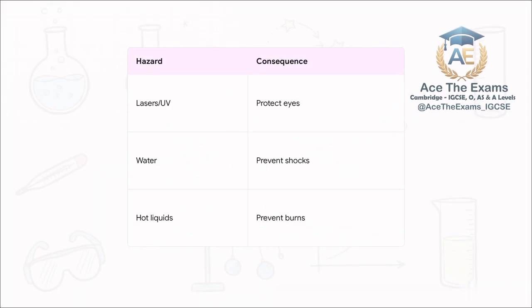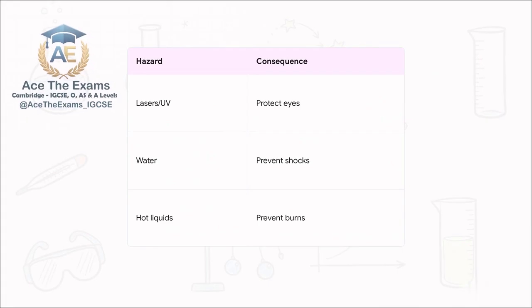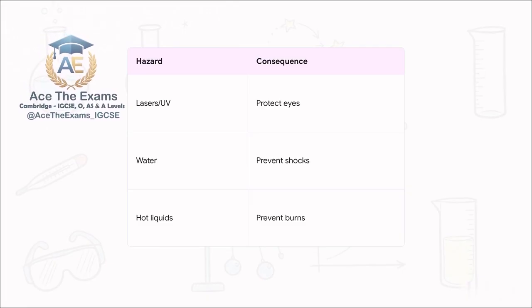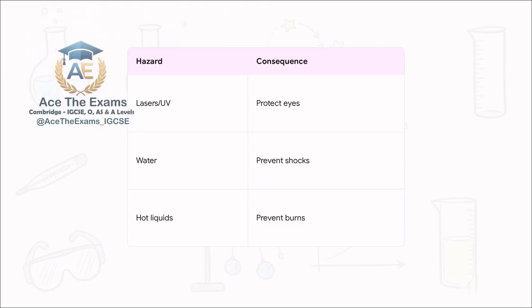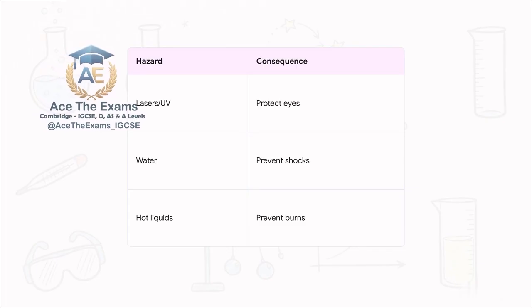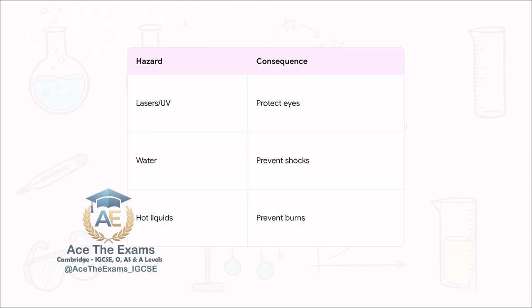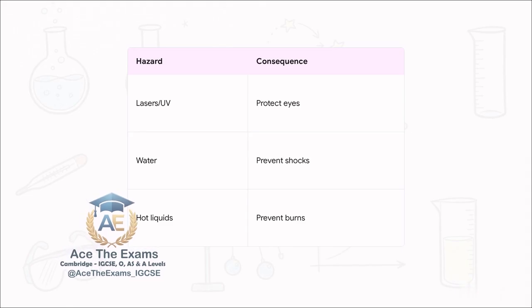And the pattern continues across the board. Lasers or UV lamps, you write protect eyes from radiation. Setting up electrical circuits near water or sinks, keep away from taps to prevent electric shocks. Dealing with hot liquids, set in a safe position to prevent burns. It is always hazard plus consequence. That is the formula for how you secure full marks.